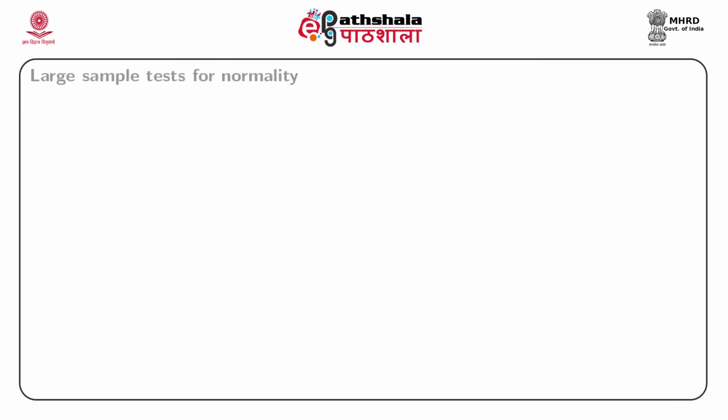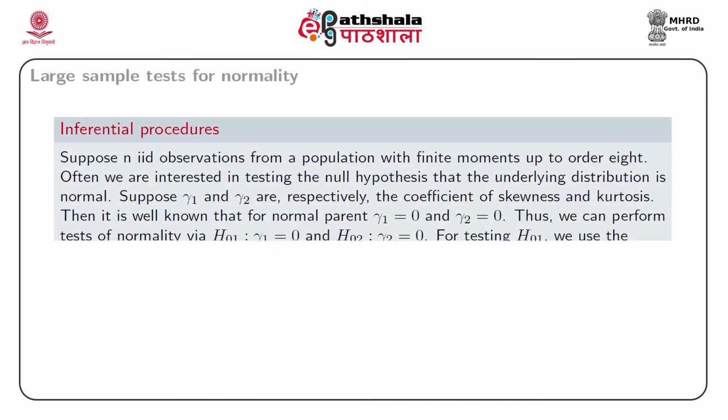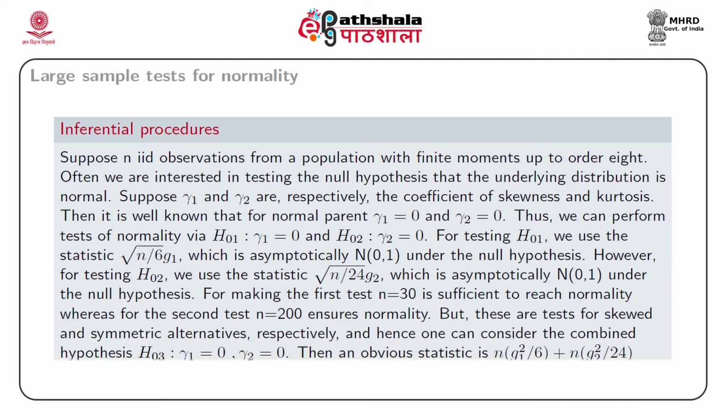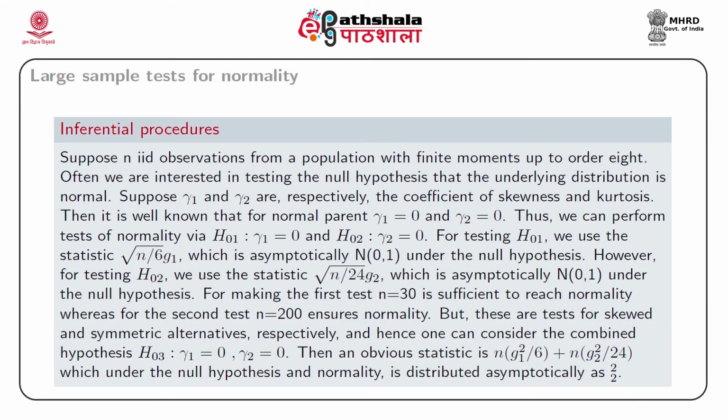Next, we pass on to some interesting context. We shall give some large sample tests for normality. Actually, if the distribution of the underlying data comes out as normal, then most of the problems are satisfied because we can use the usual methods using normality. So, suppose IID observations from a population with finite moments up to order 8 are available. Often we are interested in testing the null hypothesis that the underlying distribution is normal.